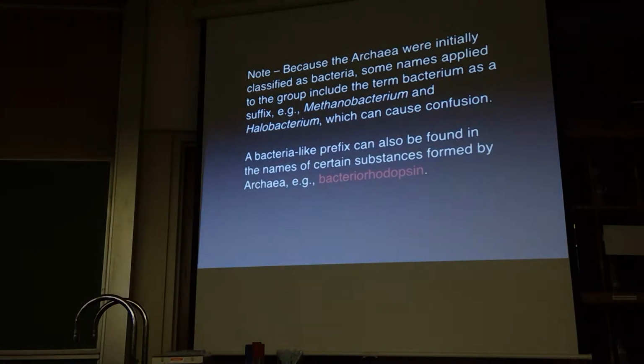So Methanobacterium, that's a type of archaea. Halobacterium, that's a type of archaea. And the substance Bacteriorhodopsin isn't made by bacteria at all, it's made by archaea. That's confusing. Could we change those names? No, probably not.